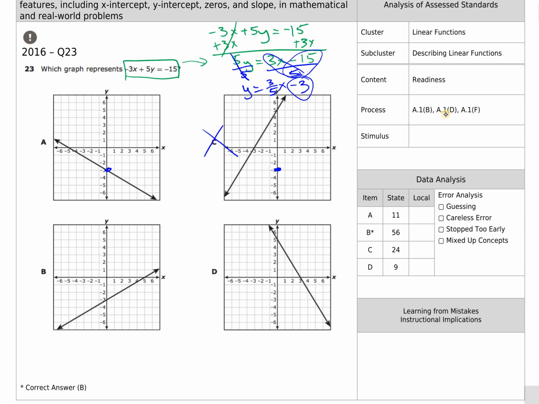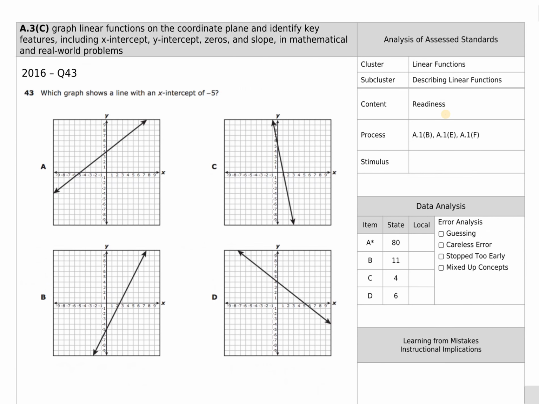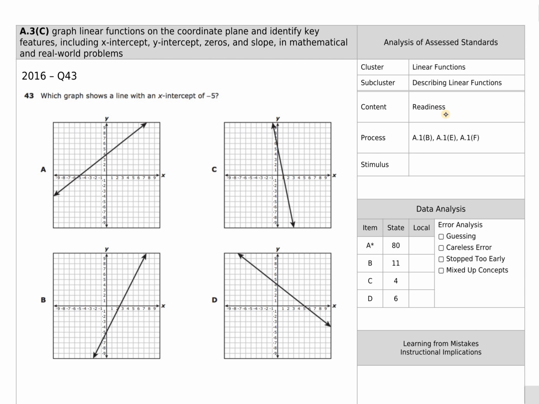This one does not match, -3. This one does not match. And then we check our slope, up 3 over 5. Up 3 over 5, this one does not match. Up 3 over 5, that one does match. B is the answer. You could have also plugged in zeros for your x and your y to find your x and y intercept. All right, next question is another straightforward one that we like.